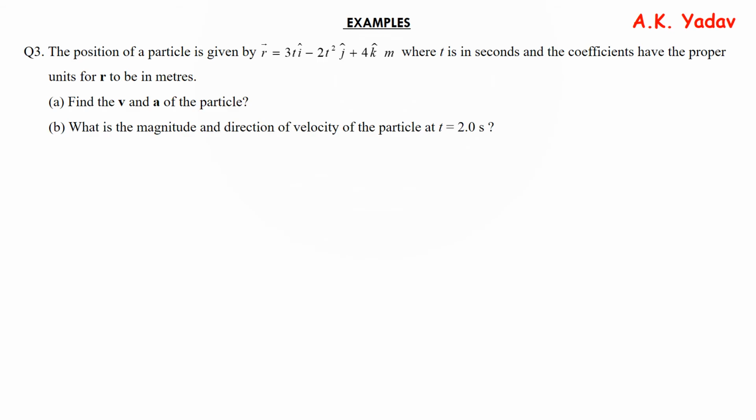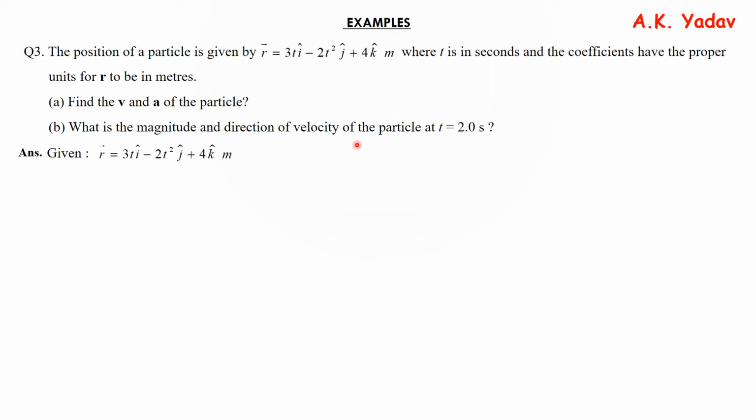Let's move to question number 3. The position of a particle is given by r equal to 3t i minus 2t square j plus 4k meters, where t is in seconds and the coefficients have the proper units for r to be in meters. Find the velocity and acceleration of the particle. What is the magnitude and direction of velocity of the particle at t equal to 2 seconds?